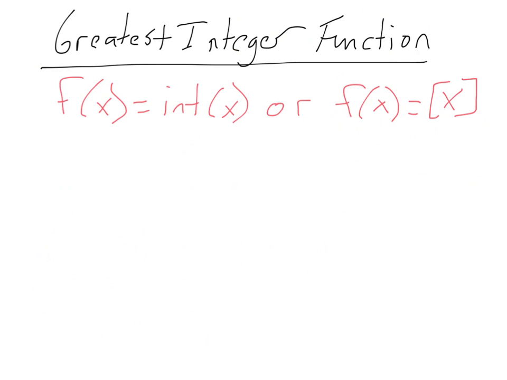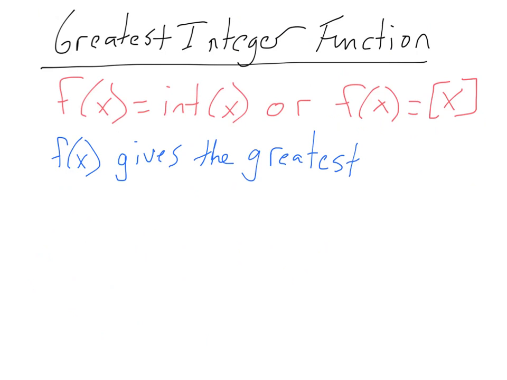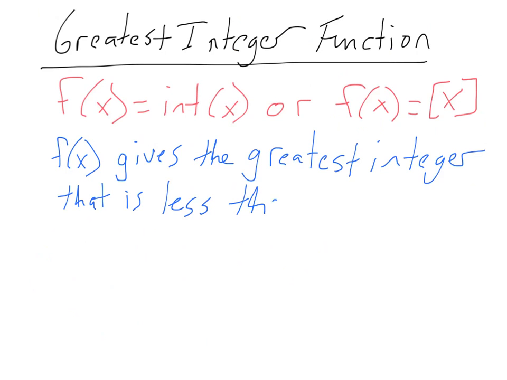So today we're going to start off by talking about the greatest integer function, which is notated either like this or this. This function applies an operation to x. The definition of the greatest integer function is that f of x gives the greatest integer, which is where this name comes from, that is less than or equal to x.